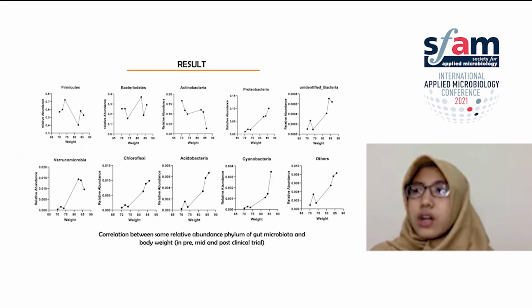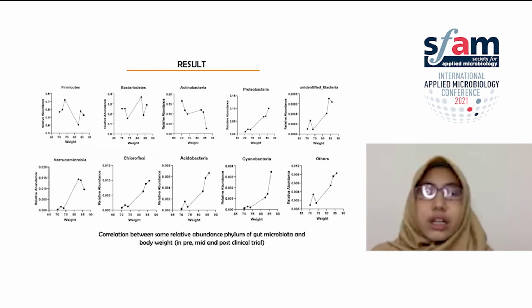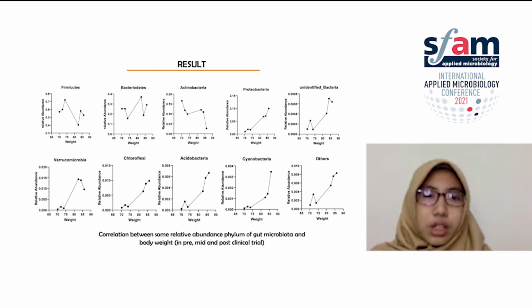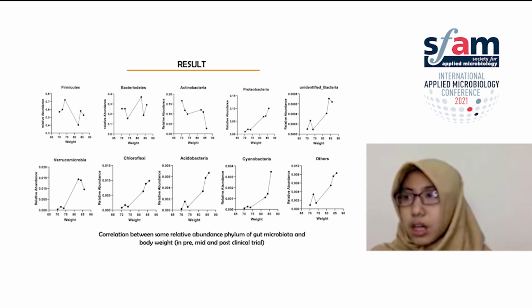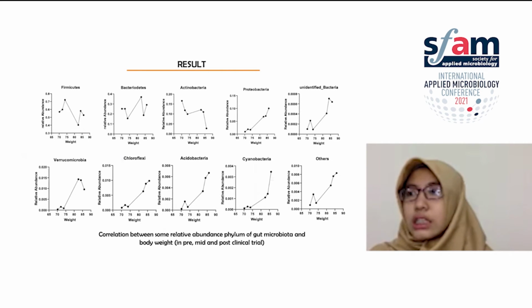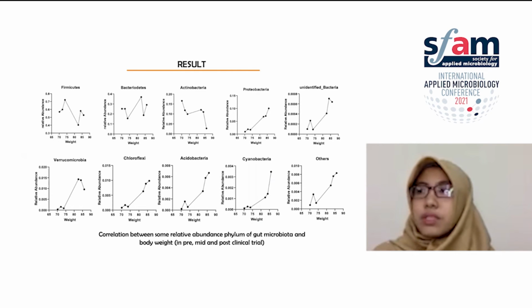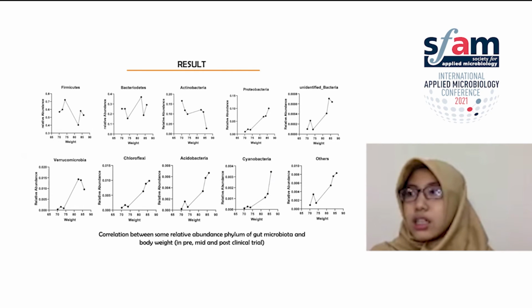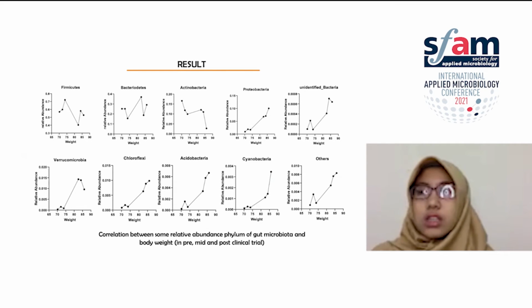This slide shows a graph of the correlation between body weight and the relative abundance of several dominant phyla: Firmicutes, Bacteroidetes, Actinobacteria, Proteobacteria, Verrucomicrobia, Chloroflexi, Acidobacteria, Cyanobacteria, and the other bacteria. Furthermore, the correlation value can be seen on the next slide, in accordance with the Pearson correlation test.